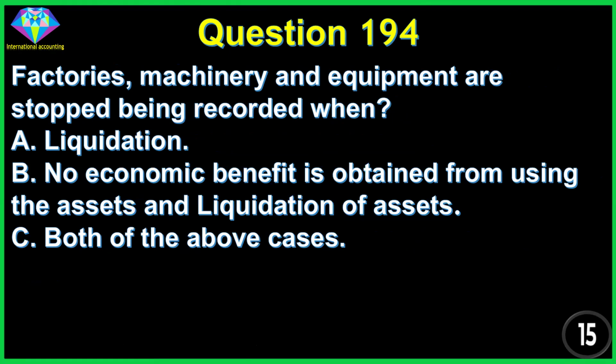Factories, machinery and equipment are stopped being recorded when A. Liquidation. B. No economic benefit is obtained from using the assets and liquidation of assets. C. Both of the above cases. The answer is C. Both of the above cases.